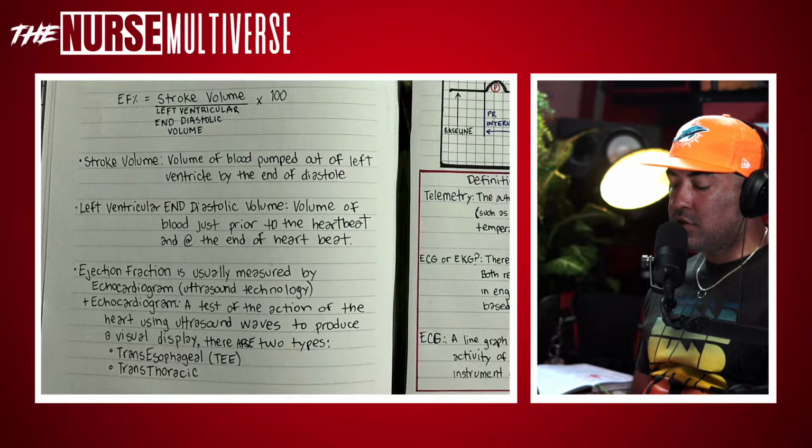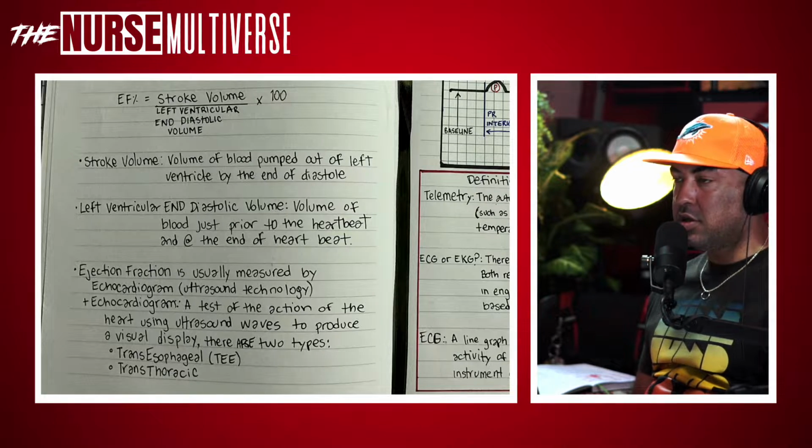Ejection fraction is usually measured by echocardiogram, which is ultrasound technology. And what ultrasound technology does is something very interesting. The probe head is covered by a layer of crystals called piezoelectric crystals. And the properties of these crystals are that when you shoot a certain wavelength of sound at them, they change shape. And by doing this changing of shape, you can get a graphical representation on a monitor of the internal structures of the body.